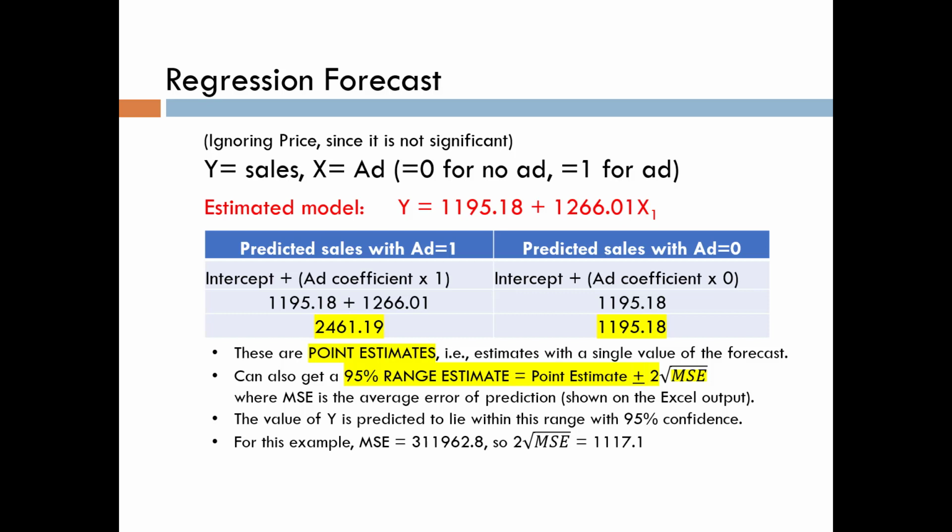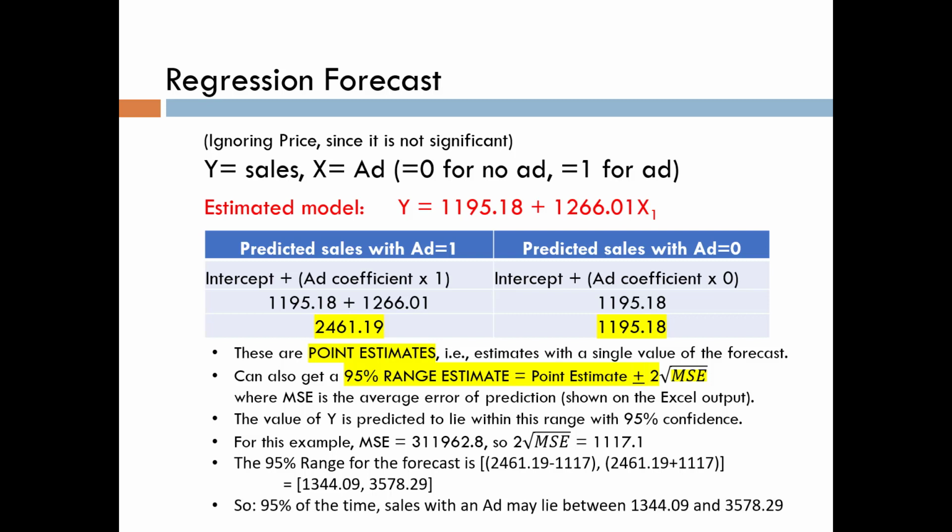Remember the mean squared error that we looked at a minute ago? In this example, the mean squared error is 311962.8, so 2 times the square root of this is 1117.1. Now we are ready to calculate the 95% range for the forecast as a point estimate of 2461.19 plus and minus this number 1117.1.